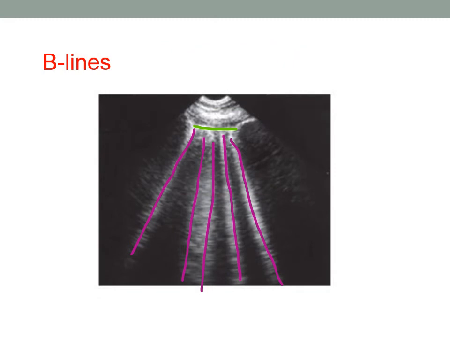So that green line is the pleural line, and the purple lines are B lines, vertical lines, which mean increased lung water. B lines look like torch lights, and they start at the pleural line and they go all the way to the edge of the screen.